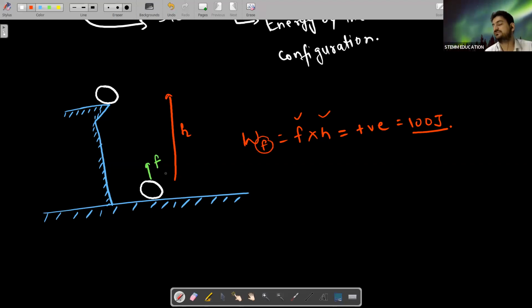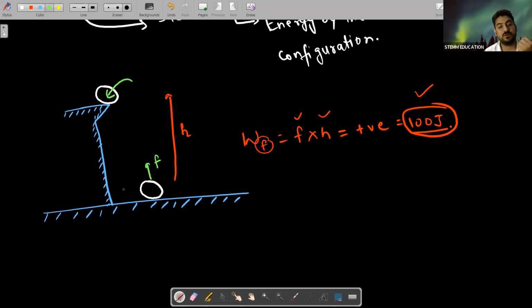And who is applying this force F? The force F is being applied by myself. So what is happening here? I am losing 100 joule of energy because I have done 100 joule of work. So 100 joule of energy is being lost by me. But where is this 100 joule of energy going? The 100 joule of energy is going to get transferred and stored in this ball.